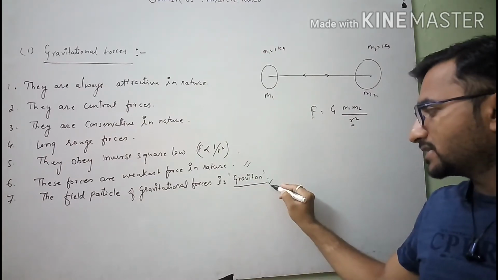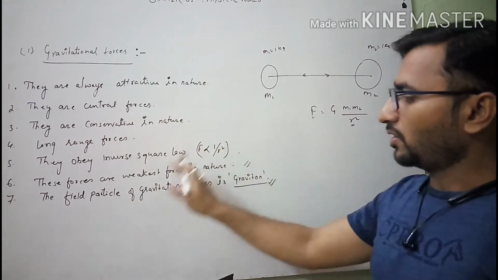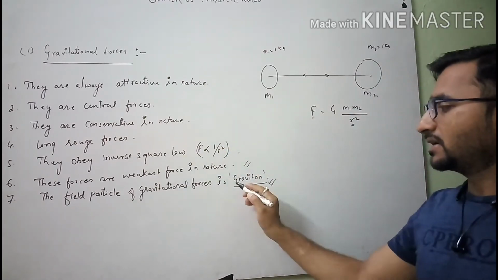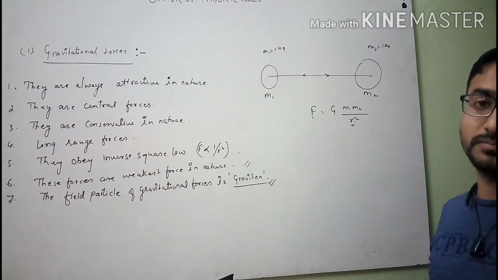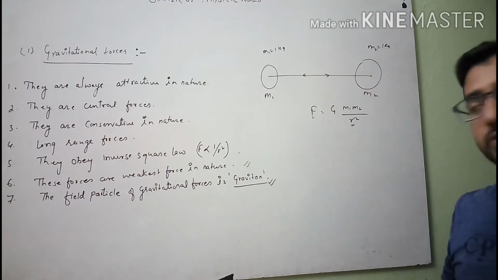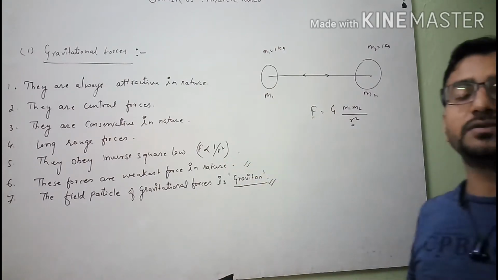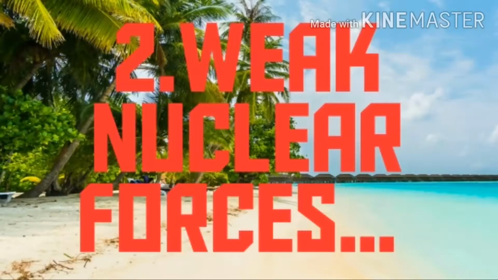And the last point, which is very important for your MCQ, is that the field particle of gravitational force is the graviton. Every type of fundamental force has a field particle. After that, students, I will explain the second one, which is weak nuclear forces.